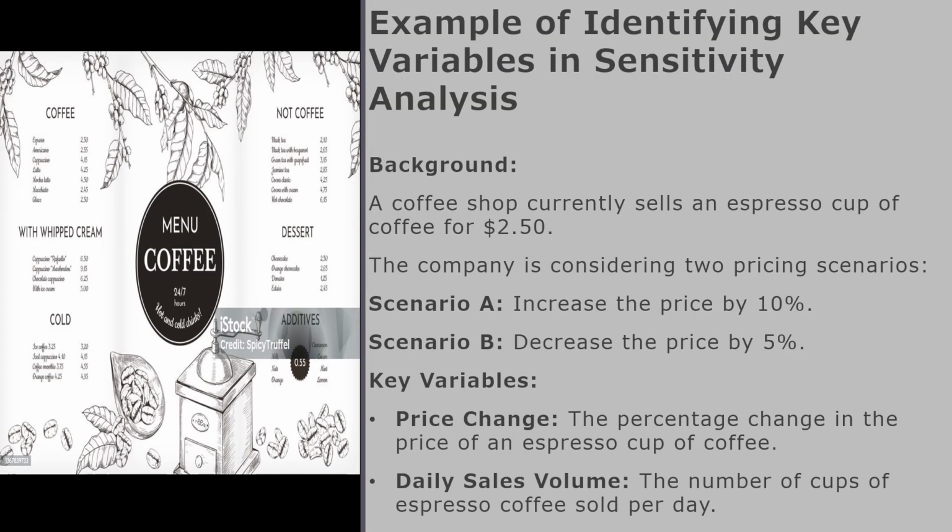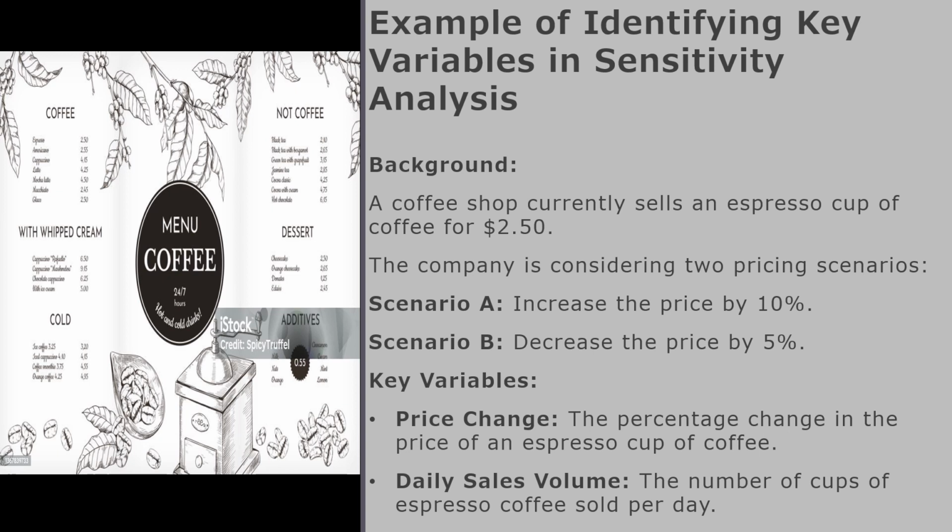This slide is an example of identifying key variables in a sensitivity analysis. We will look at a basic background. A coffee shop is currently selling an espresso cup of coffee for $2.50. The company is considering two pricing scenarios. Scenario A, increase the price by 10%. Scenario B, decrease the price by 5%.